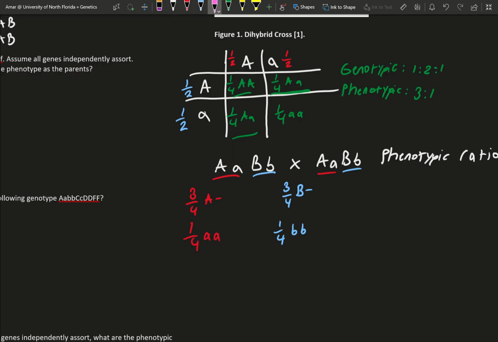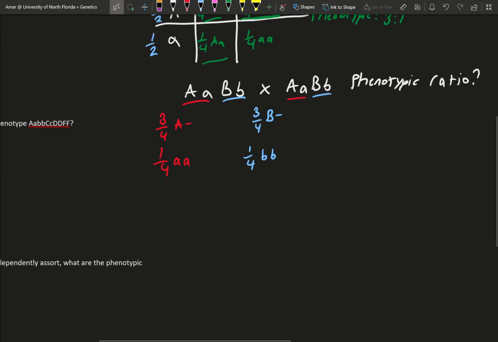So what we're going to do first is I'm going to draw these lines, and these lines represent what you should multiply together. We're going to combine the big A phenotype with the big B phenotype. So basically right here, to get the big A whatever and big B whatever, the ratio would be 3/4 multiplied by 3/4, which is 9/16.